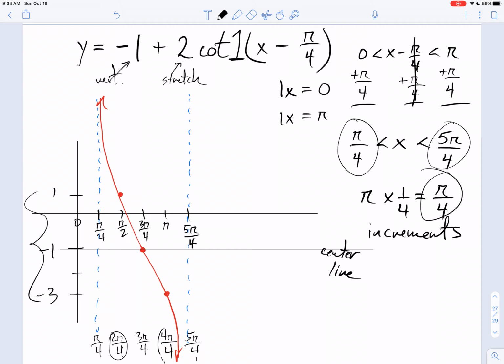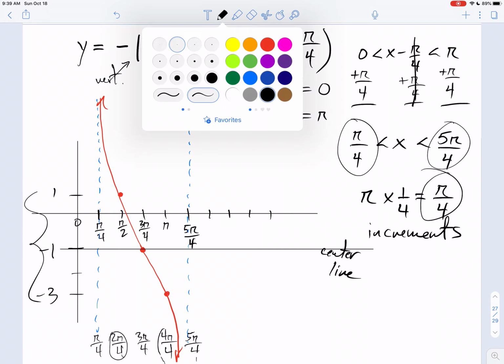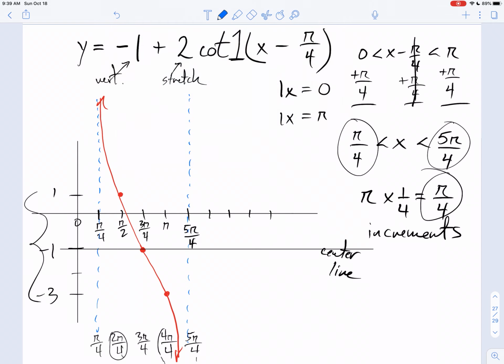Let's do 6 pi fourths, 7 pi fourths, 8 pi fourths, 9 pi fourths, 10 pi fourths. Did I overdo it? Yes, I did. I didn't need to go to 10 pi fourths. I'm going to get rid of that one. How did I know that? Because I say asymptote, asymptote, 1, 2, 3. So there's my first asymptote, my second one, and I should have 3 dashes in between it, and I do.